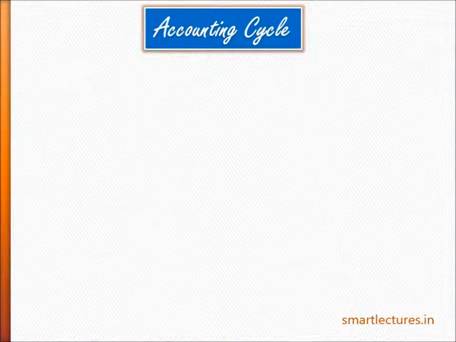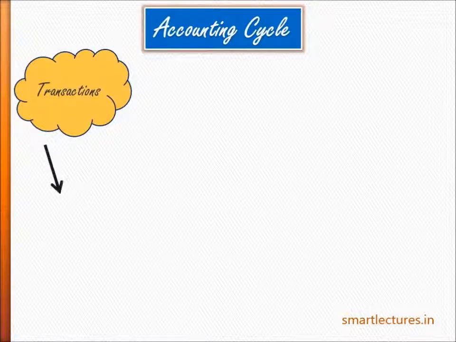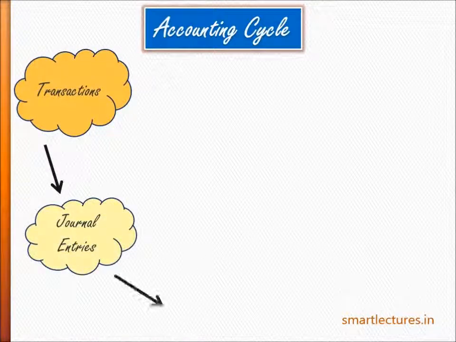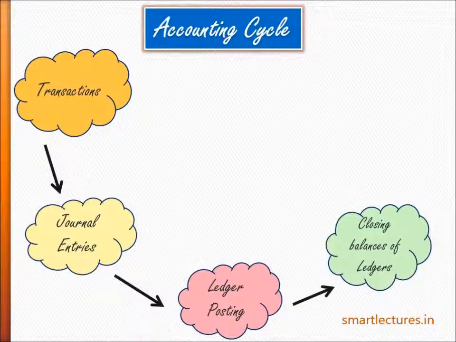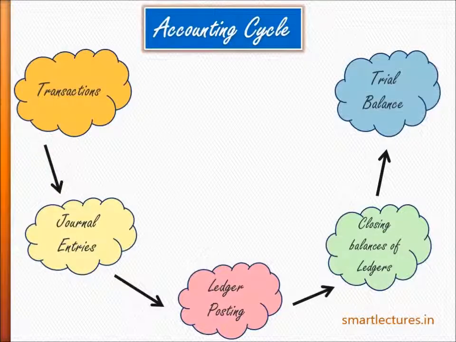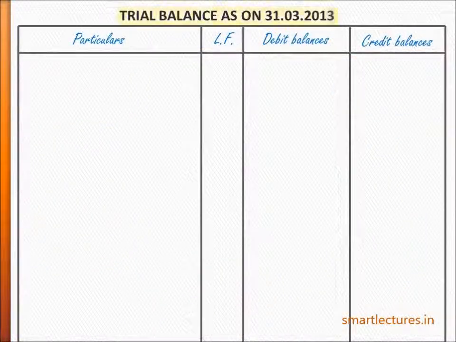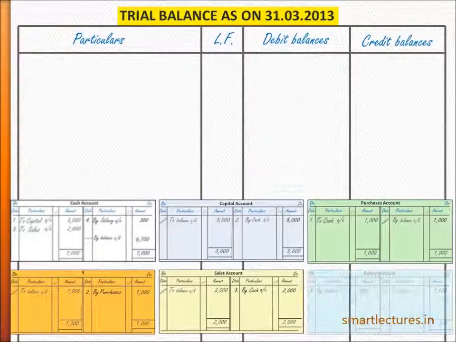So in this way, the transactions were converted into journal entries, and journal entries were converted into ledger. And on the basis of closing balances of ledgers, we can make trial balance. Trial balance as on 31st March 2013.